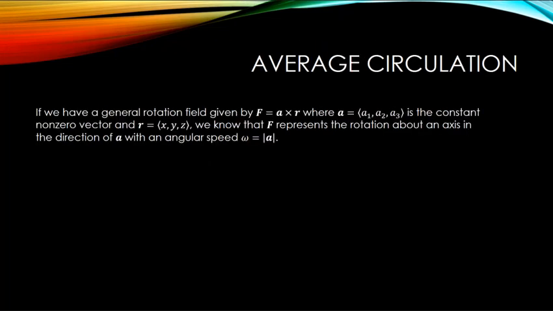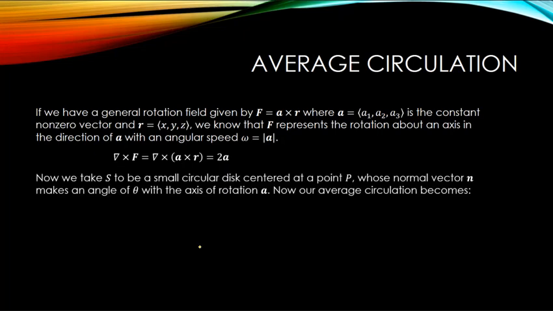Now, if I take a general rotation field given by F equals A cross R, where A is a constant non-zero vector with components A sub 1, A sub 2, A sub 3, and R is a vector with components x, y, z, we know that F represents the rotation about an axis in the direction of A that has an angular speed of omega that's given by the magnitude of A. So when I take this general vector field and compute del cross F, I get del crossed with the cross product of A cross R, and when I do that computation, I get 2 times the vector A.